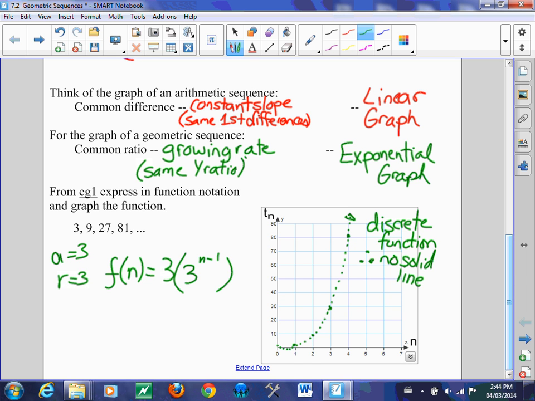So just using the above formula, I put function notation and made it f at n. Remember, the first letter is A, so that's what the first 3 represents, and the second 3 represents your R value in that equation. All right, let's take a look at another example on the other page.